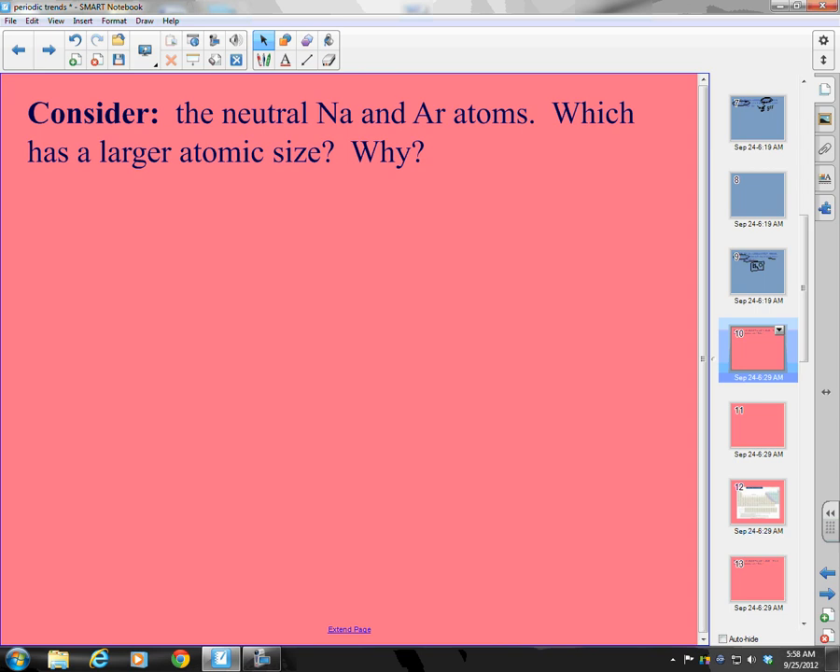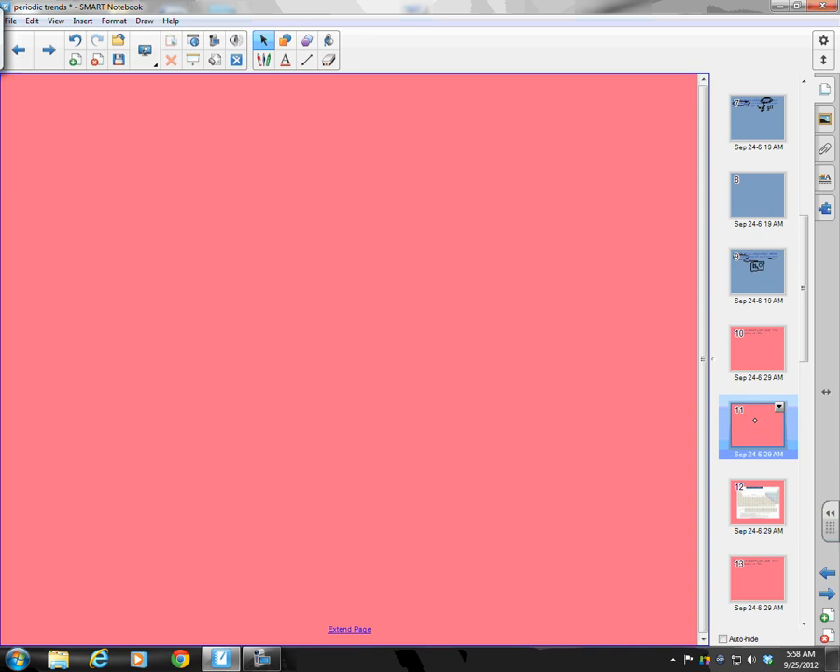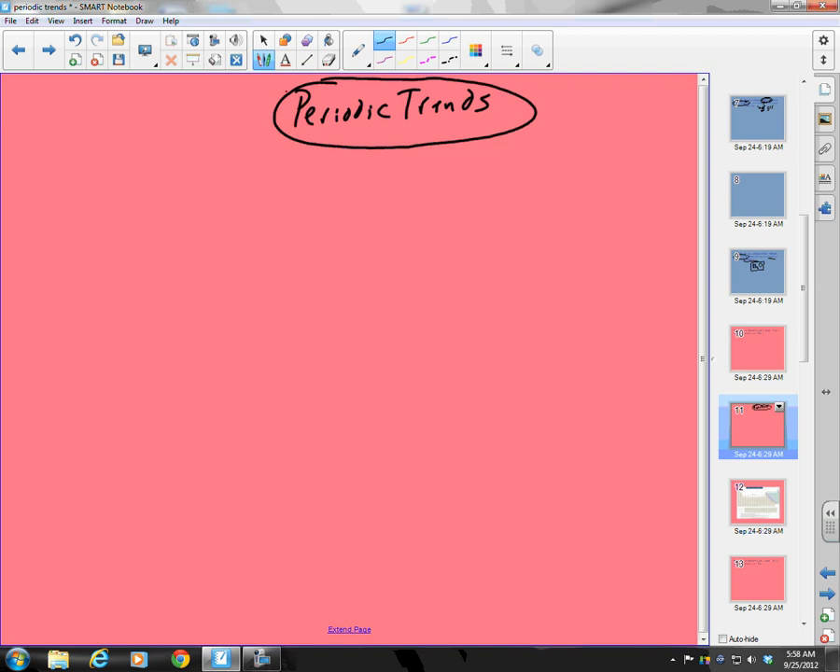And so now let's move on to a very powerful aspect of the periodic table, and that is the idea of periodic trends, the trends that exist in the periodic table. So let's start here with the neutral sodium and argon atoms, which has a larger atomic size and why. So let's talk a little bit here about periodic trends. Periodic trends, okay? And so this would be a branch off of our main periodic table concept map.